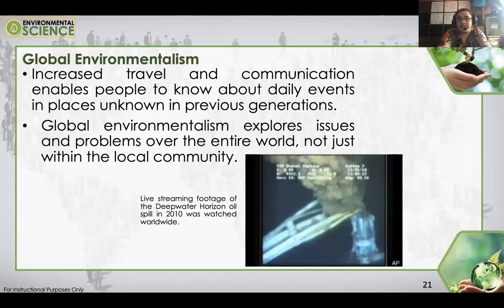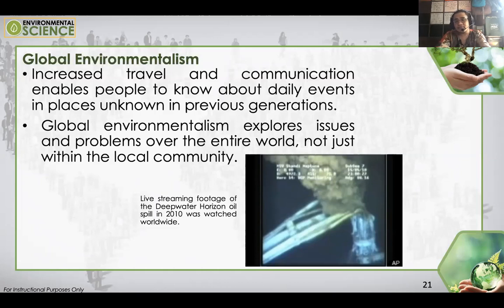So global environmentalism: increased travel and communication enable people to know about daily events in places unknown in previous generations. Global environmentalism explores issues and problems over the entire world, not just within the local community. So because of the advancement of science and technology, it was able to reach other people. Naging global na yung movement ng environment.